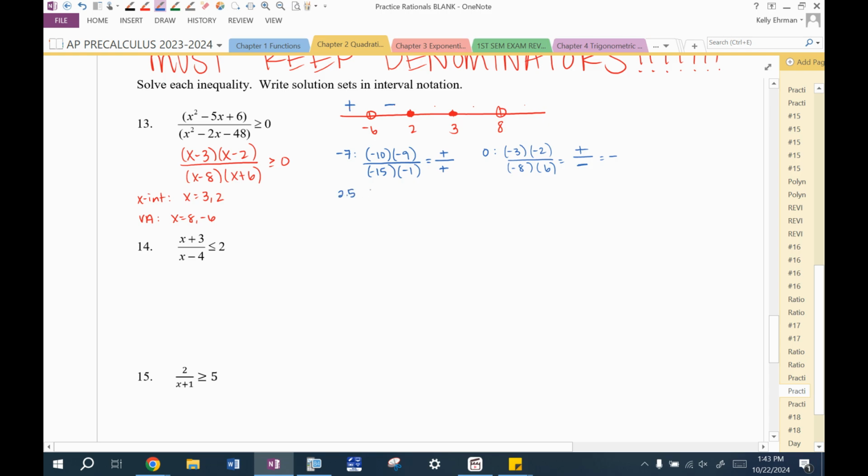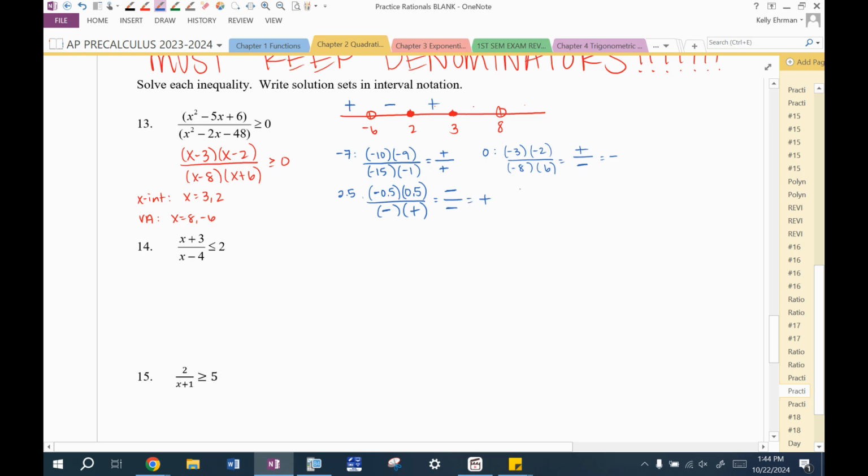What's between 2 and 3? 2.5. Again, don't work too hard to crunch the numbers. You're just looking at positives and negatives. So 2.5 minus 3 is negative 0.5. 2.5 minus 2 is positive 0.5. You could even just write minuses and pluses here. 2.5 minus 8 is negative. 2.5 plus 6 is a positive. A negative times a positive is a negative, a negative times a positive is a negative, but that divides out to positive overall.